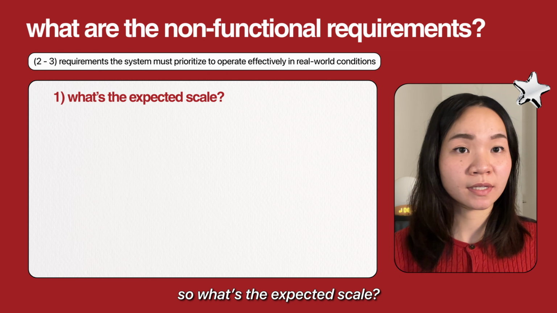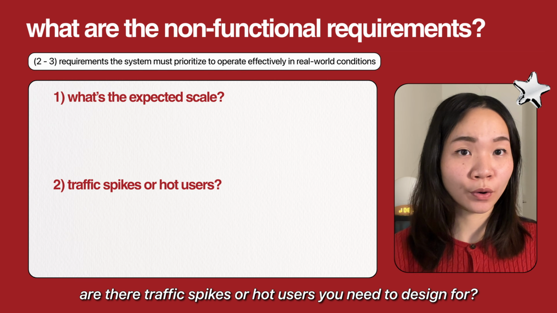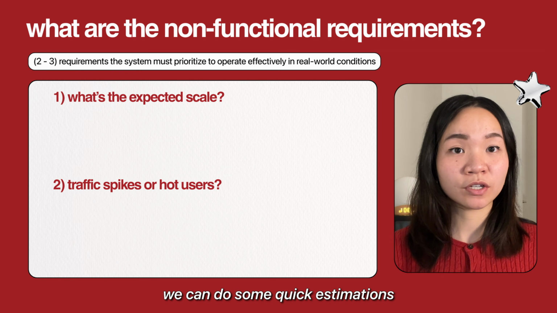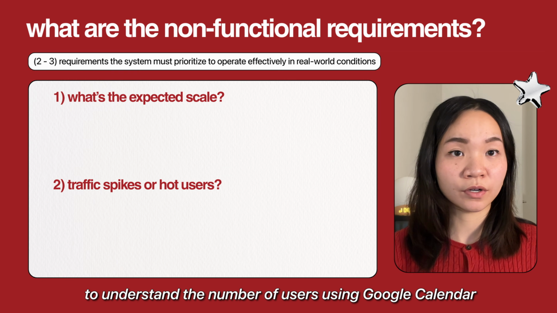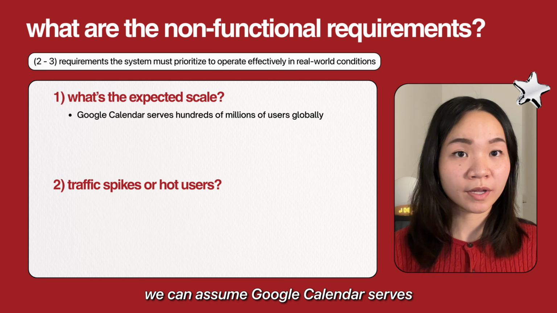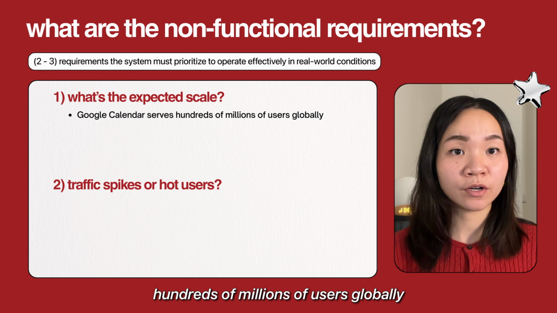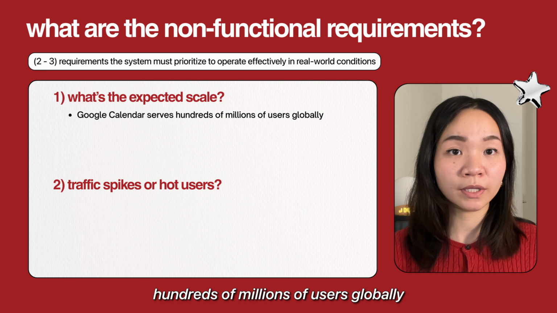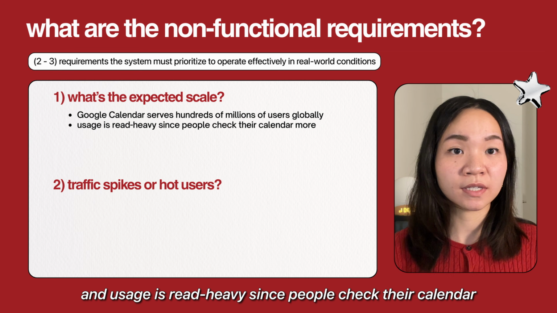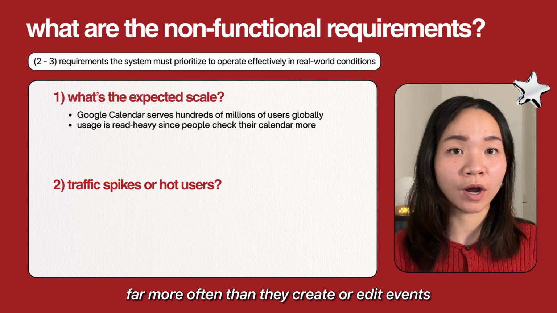So what's the expected scale? Are there traffic spikes or hot users you need to design for? We can do some quick estimations to understand the number of users using Google Calendar. We can assume Google Calendar serves hundreds of millions of users globally, and usage is read heavy since people check their calendar far more often than they create or edit events.